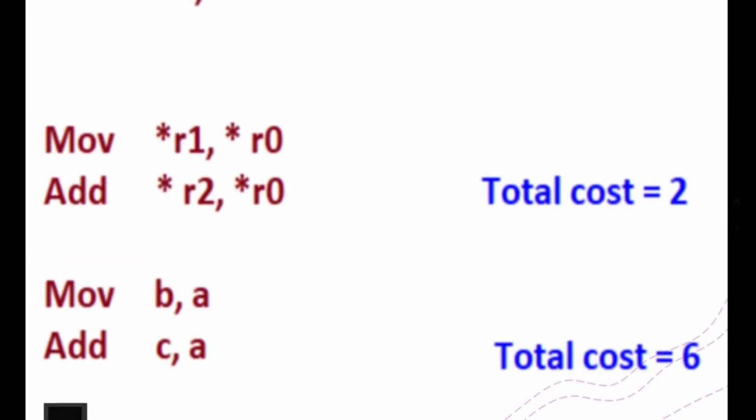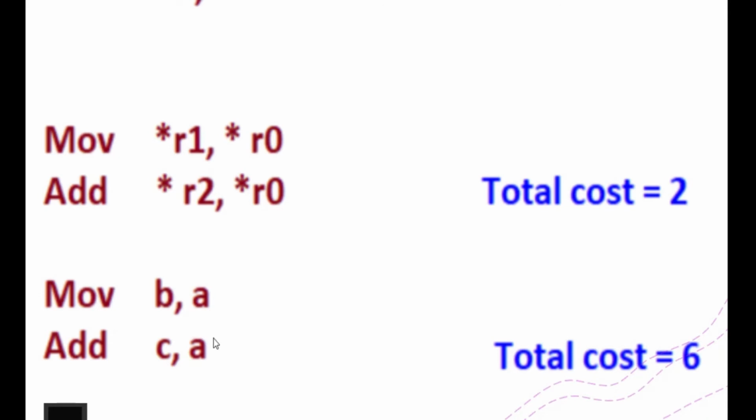Next, for this, move star R1 comma star R0. This is an indirect register addressing mode, and star R0 is also an indirect register addressing mode. So the cost for the first is 1, and for the second also the cost is equal to 1. So the total cost is equal to 2. And here both are variables, so registers are not involved. Both are variables. See here, move B comma A.